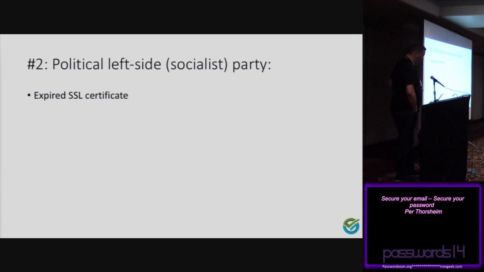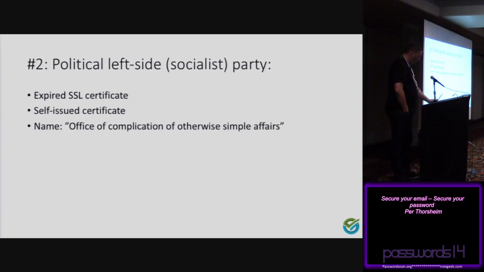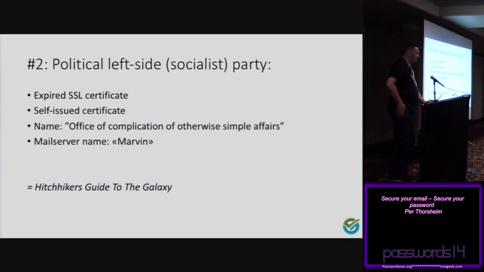And we also found that a political left-side Socialist Party in Norway also had STARTTLS available on a mail server, but the SSL certificate had expired. It was a self-issued certificate, and it was issued to the Office of Complication of Otherwise Simple Affairs. That's pretty good for a socialist political party, I would say. And the mail server name was Marvin. So for those of you who have read The Hitchhiker's Guide to the Galaxy, there you have it. We actually did make some nice headlines out of this one.